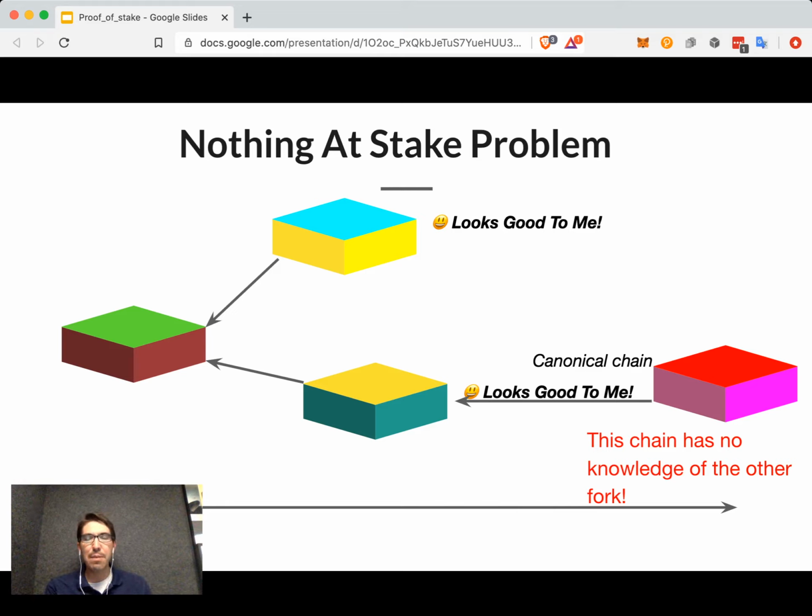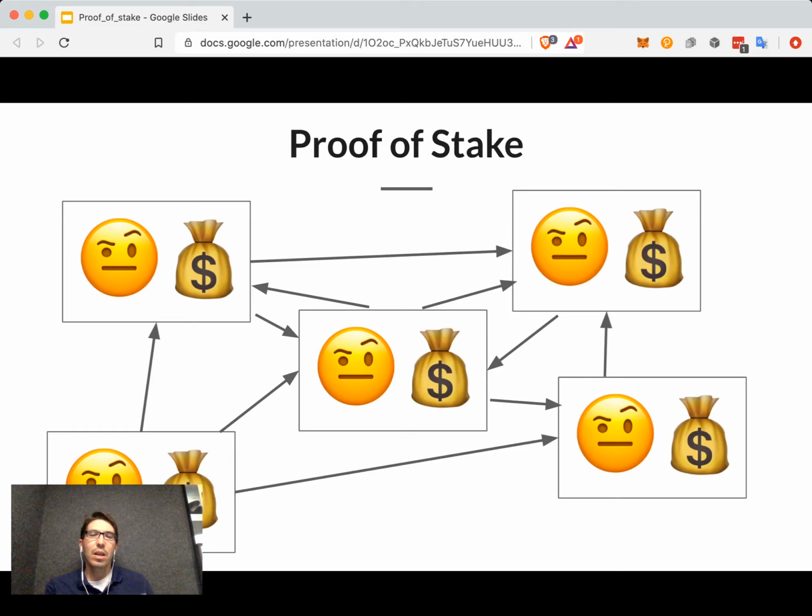So this nothing at stake problem is a very big issue in early attempts at proof of stake systems. The solution is basically having all of the block producers watching each other and having some sort of bond. We've already talked about having some tokens bonded, right? And this bond acts just like a bail bond.